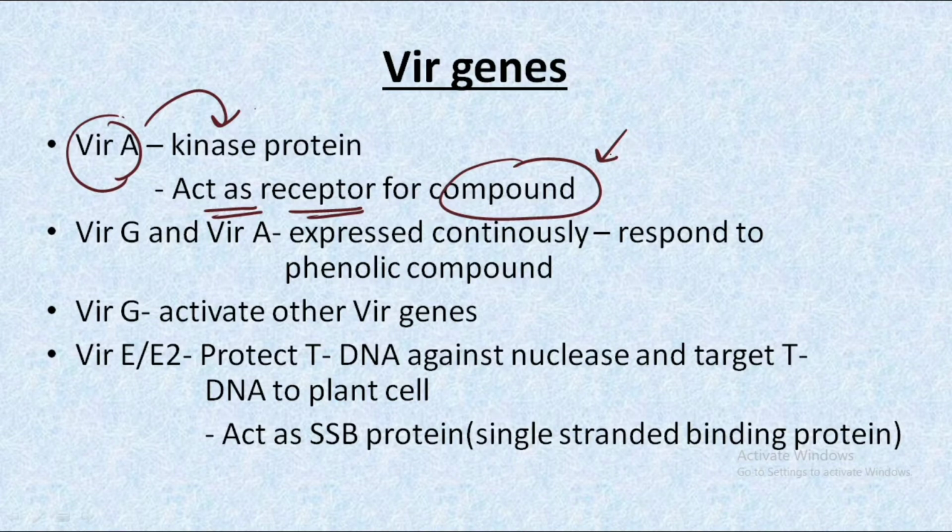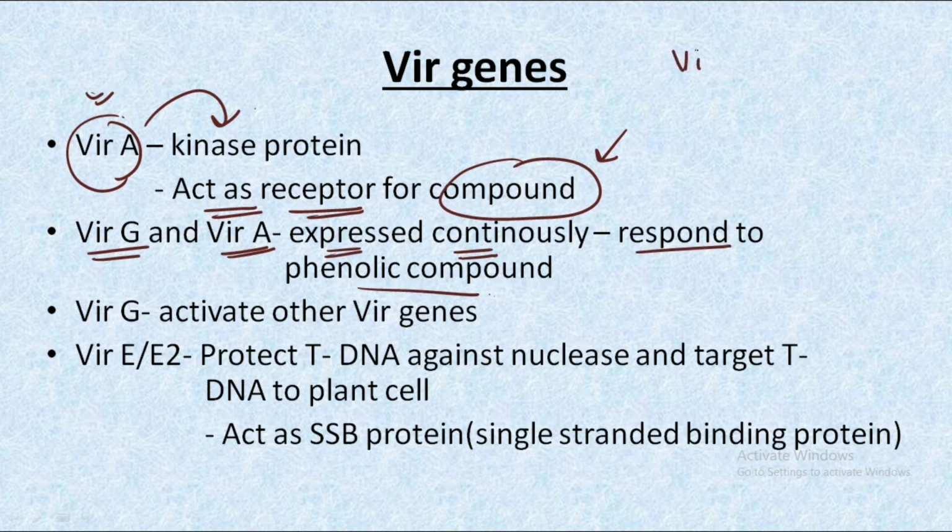The compound that is released by the plant when it encounters any wound or injury is a phenolic compound. The phenolic compound released by the plants is acetosyringone. So this VIRA acts as a receptor for this phenolic compound, acetosyringone. And the VIRG and VIRA are expressed continuously and they respond to the phenolic compound.